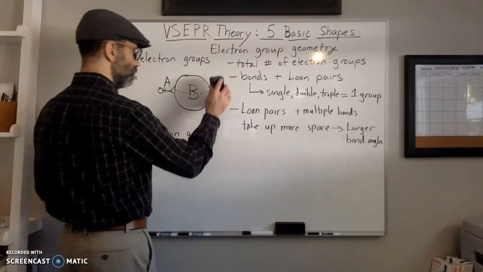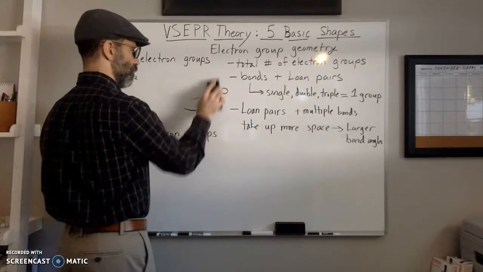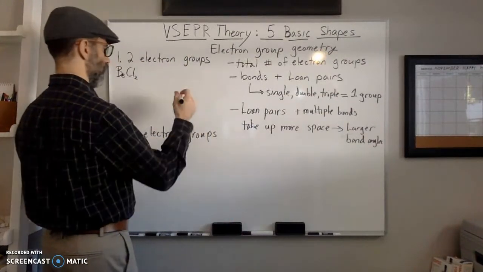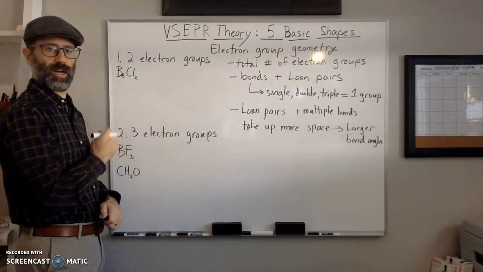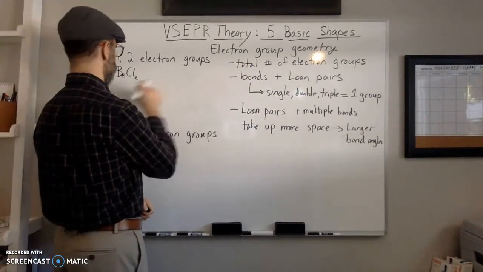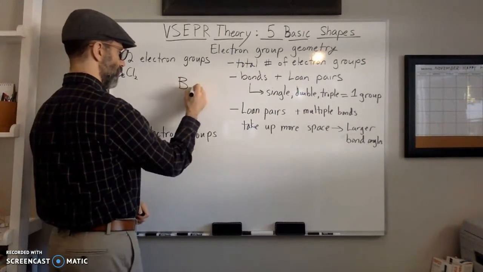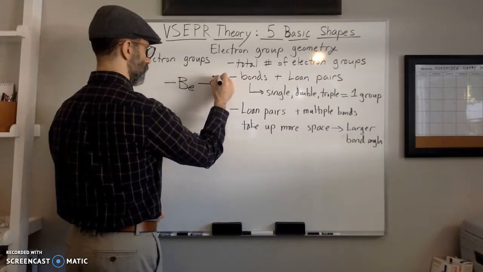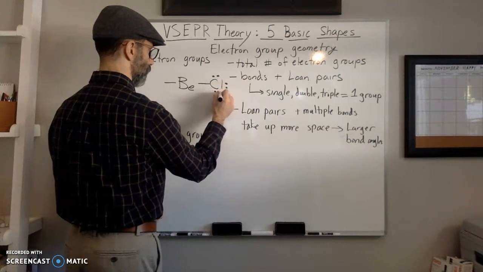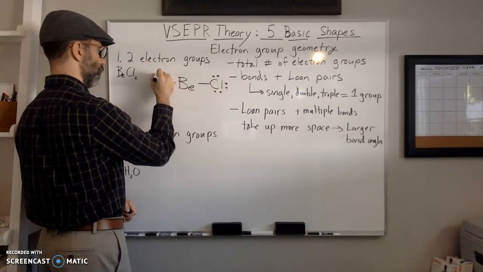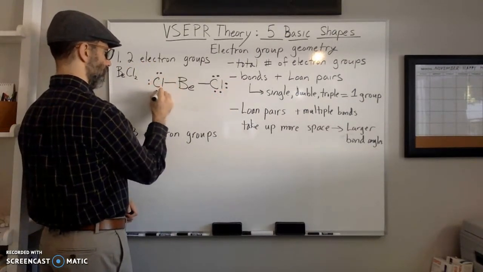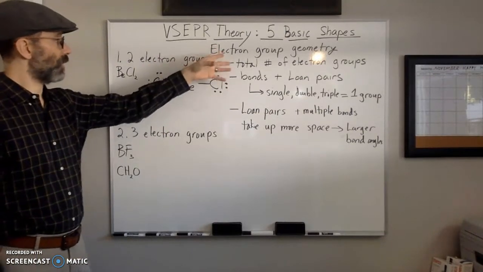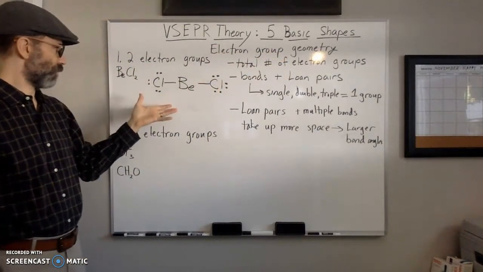So if I take this now and I draw a Lewis dot structure, right? So here's my beryllium chloride. Beryllium is my central atom, so I have Be, and then I'm going to have chlorine on both sides. So I have a chlorine there and a chlorine here, like so. So I'm trying to figure out the shape, electron group geometry. What is the electron group geometry?